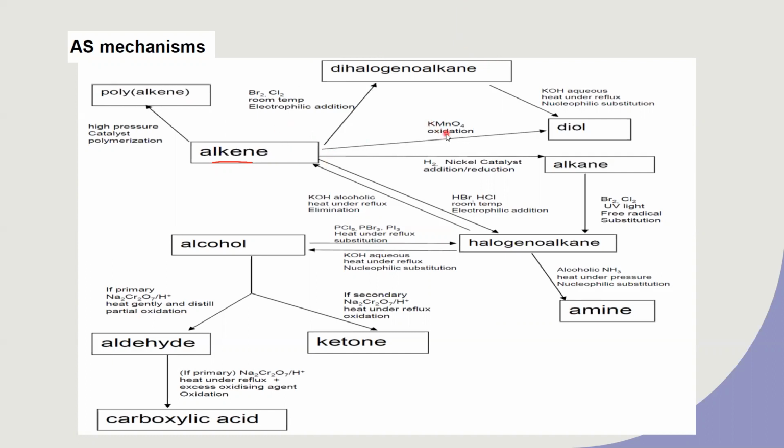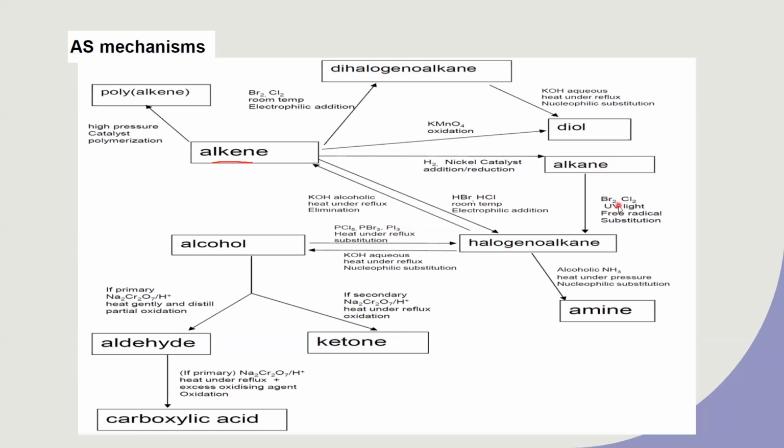If you use potassium manganate, then oxidation will occur, and it will form a diol. If you react with hydrogen, that's called addition of hydrogen. We use nickel as a catalyst. That's also an addition reaction, or it can be categorized as reduction. Addition of hydrogen can be termed reduction as well. So it will become alkane. And if you use hydrogen bromide or hydrogen chloride, that will be electrophilic addition. It will form halogenoalkane.